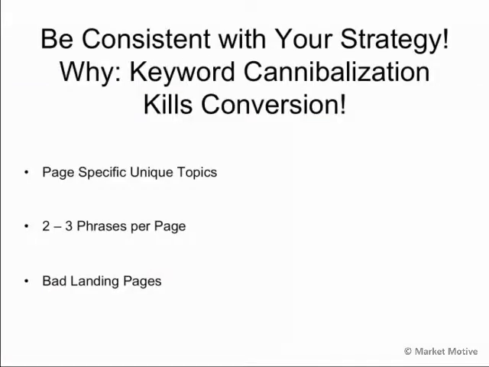So in summary, you need to be consistent to avoid keyword cannibalization. Make sure you target just a few pages, and this will keep you from getting those bad landing pages indexed. Make sure your information architecture and your overall SEO strategy targets specific pages for specific queries, and you'll avoid this problem of keyword cannibalization killing conversion.